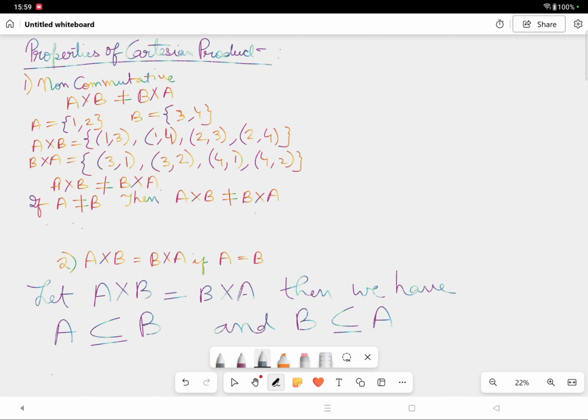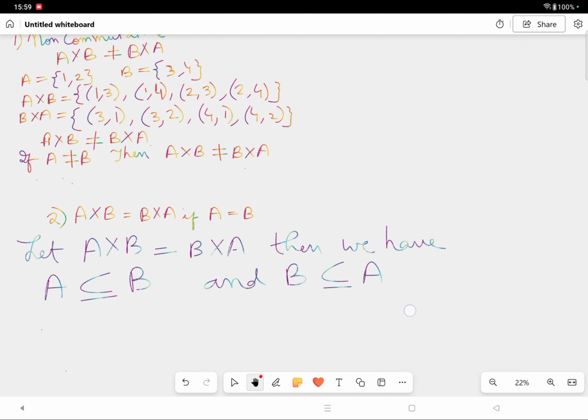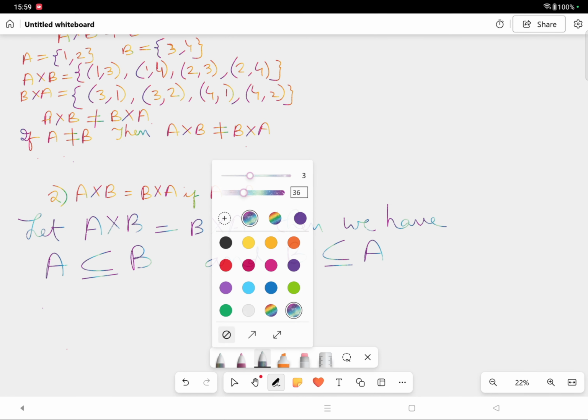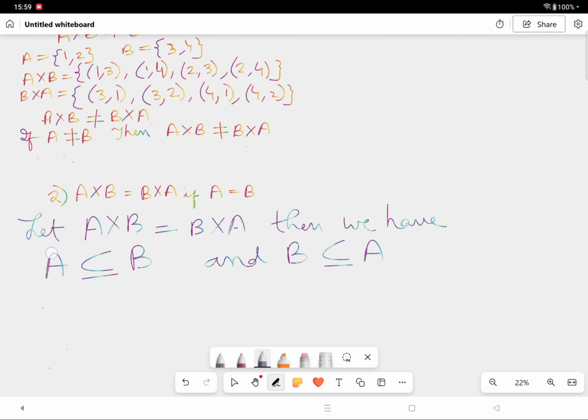Combinations are equal means the elements of both the individual sets must be equal. Only then can the combinations be equal, right? So from there we can say that A is contained in B, as well as B is contained in A. So from these two, what will follow? It will follow that A equals B.